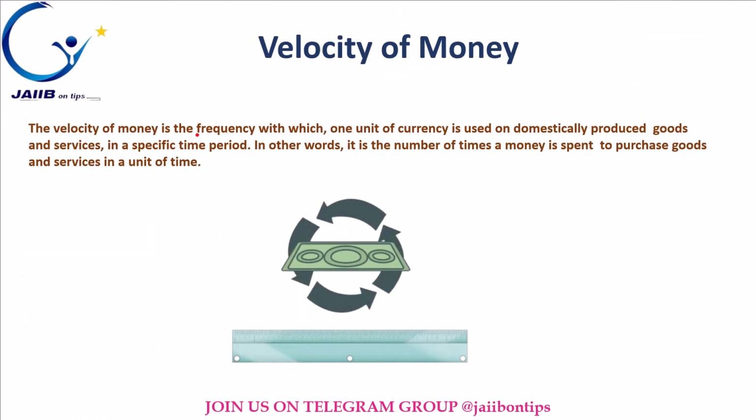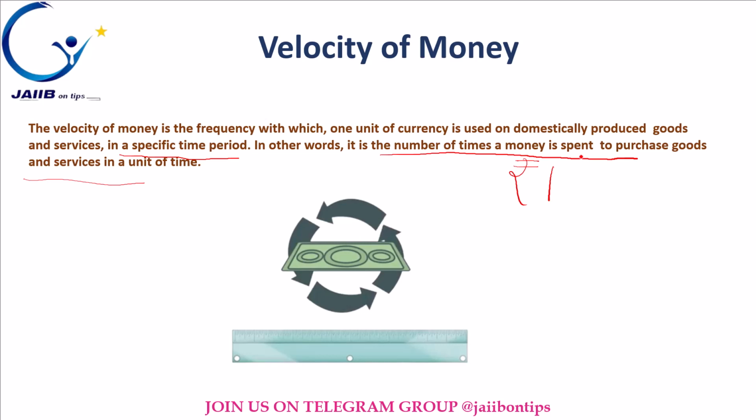The velocity of money is the frequency with which one unit of currency is used on domestically produced goods and services in a specific time period. In other words, it is the number of times money is spent to purchase goods and services in a unit of time. Let's understand this. Velocity of money is like a speedometer that tells us how fast money is moving through the economy. It measures how many times one unit of currency, like rupees 1, is used to buy goods and services in a given time, say a year.